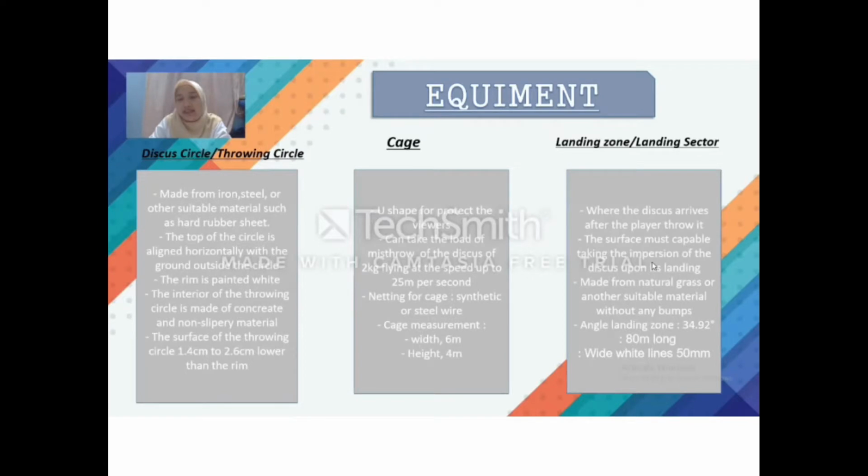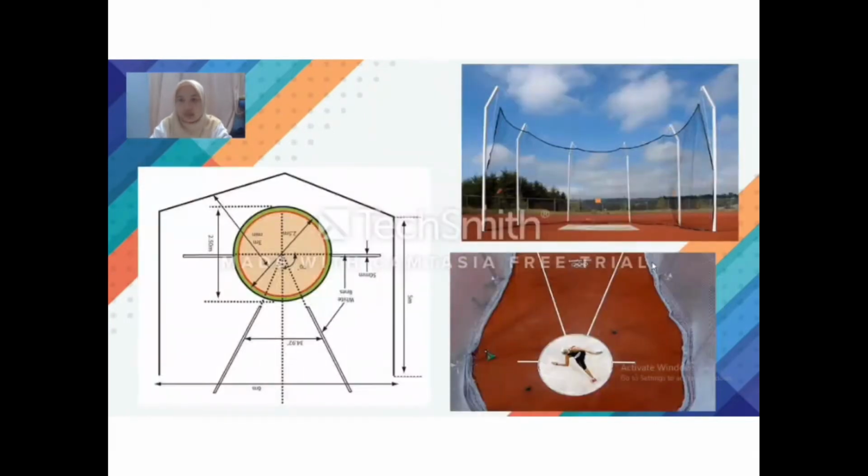The landing zone, also known as the landing sector, is where the discus arrives after the player's throw. The landing zone surface must be capable of taking the impression of the discus upon its landing. It is made of natural grass or another suitable material without any bumps. The landing zone is laid at an angle of 34.92 degrees with respect to the middle of the throwing circle. So this picture is about the cage.